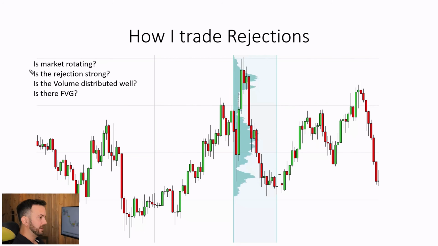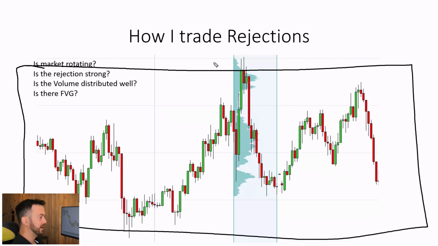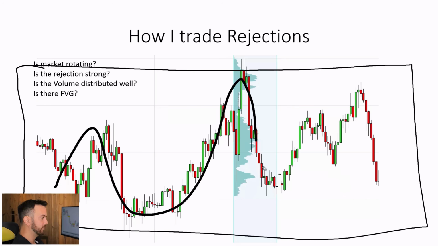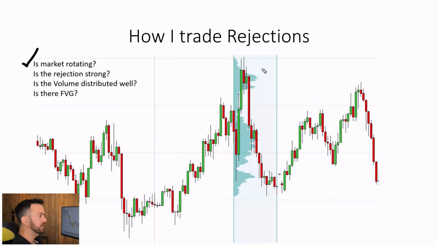Is the market rotating? Yes, it appears to be rotating. Even though I don't have the volume profile printed here, you can see that the market is going up and down, it's rotating, right? So yeah, this checks out. Is the rejection strong? Look at the high. Is it strong or no? There's this clear high, right? High of this candle. So yeah, it is a strong rejection. So that's good as well.